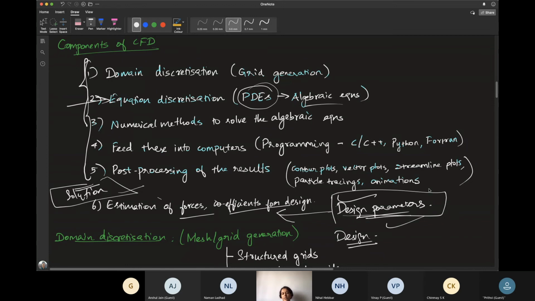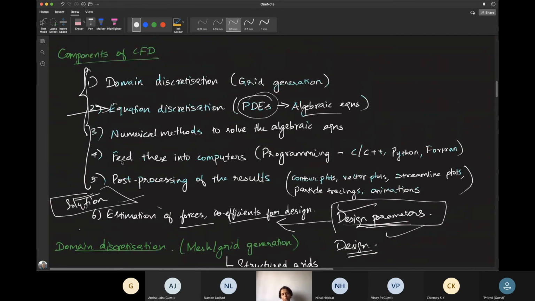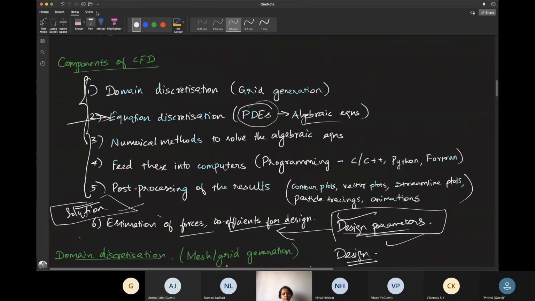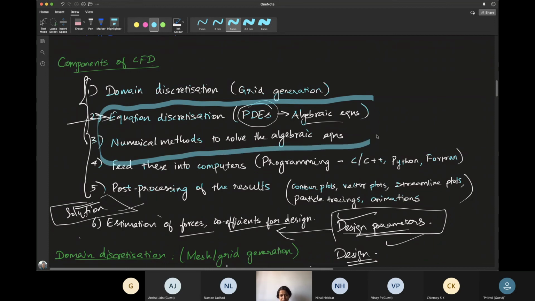Like, we won't be doing all of these things. What we'll be doing is going through the first three things. Domain discretization will not be dealt with in detail. We'll just see the types of domain discretization and all. Essentially, we'll be dealing with equation discretization and numerical methods to solve the algebraic equations. Because this is where the CFD research part happens.